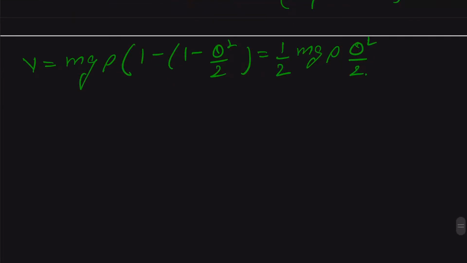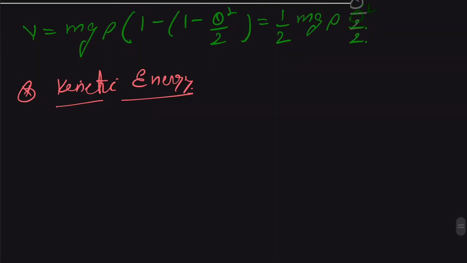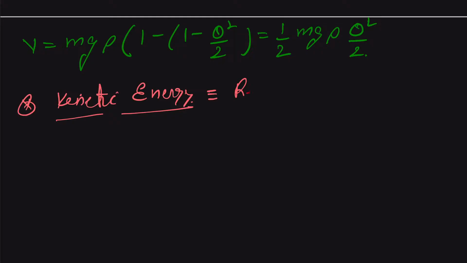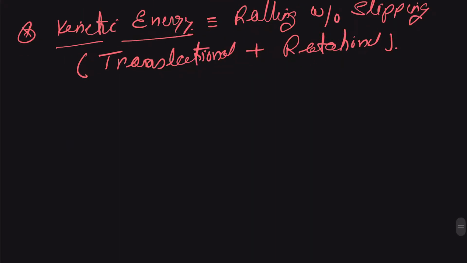And now we can find out the kinetic energy. It is given that the marble is rolling without slipping, so the motion will include both the translational motion about its center C as well as the rotational motion about the center C. So we are going to have both energies, translational and rotational. First of all, let's find out the translational.